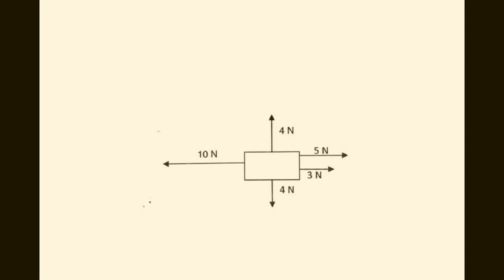Now, on the right-hand side, we got 5 newtons and 3 newtons, so it's a total of 8 newtons. And on the left-hand side, it's -10 newtons. So you've got -10 on the left and +8 on the right. So horizontally, this is definitely not balanced.